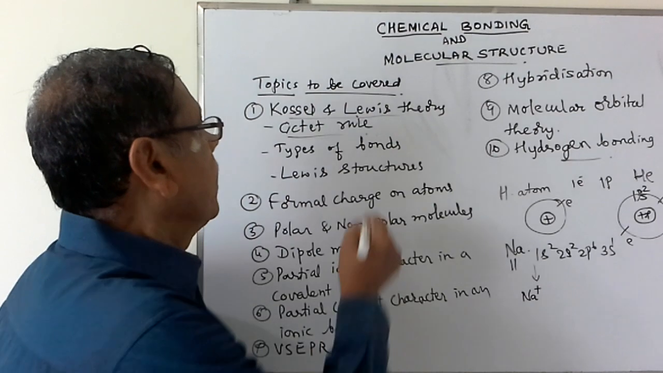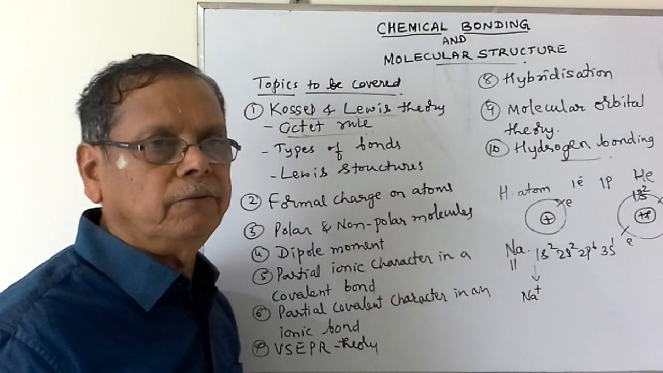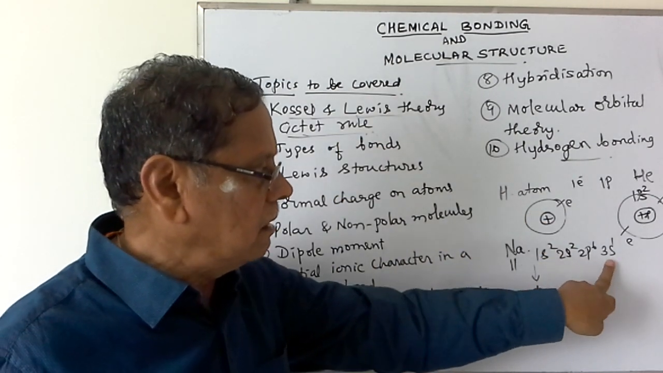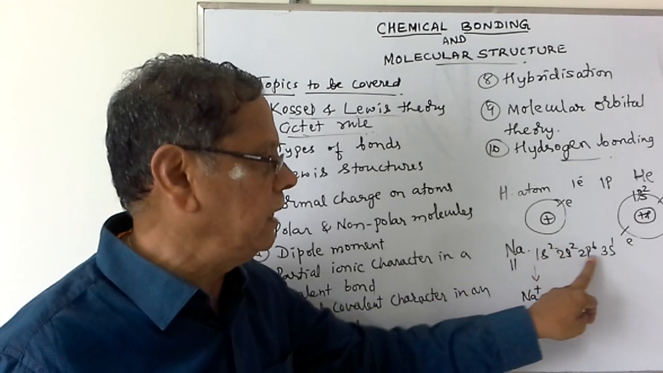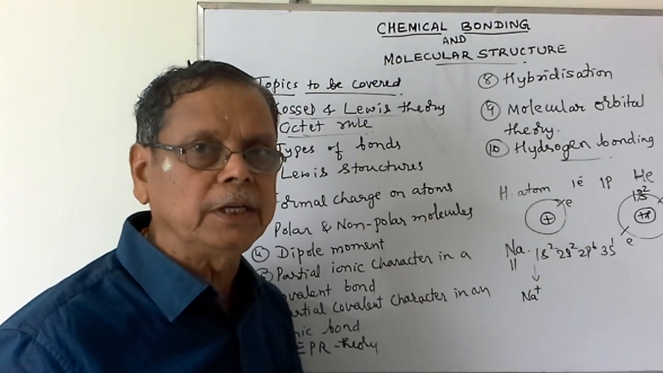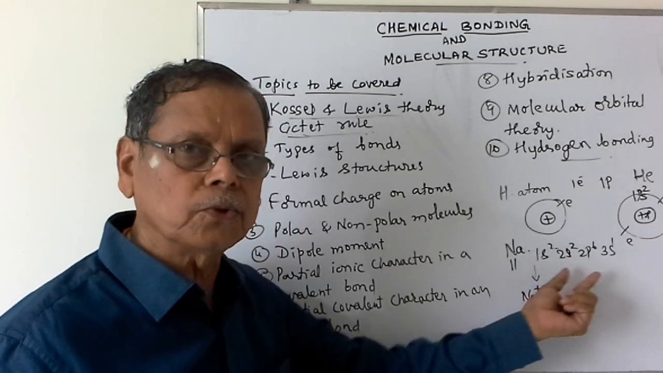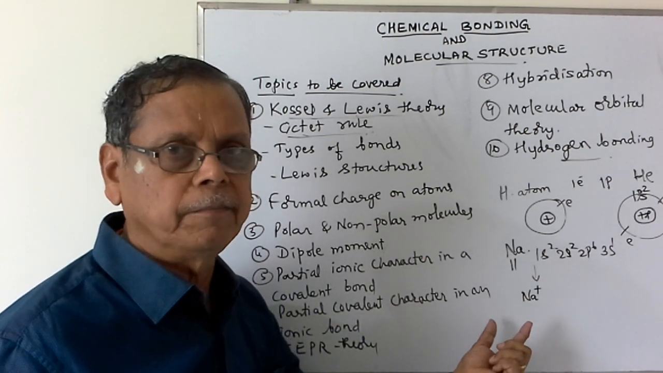So while explaining this Kossel and Lewis theory, we consider this octet or duplet rule. Since the electron is lost from the sodium atom, the next orbit containing 8 electrons gives stability to the sodium ion. That's why the sodium ion is more stable as compared to the sodium atom. Since it attains the octet, it becomes stable.